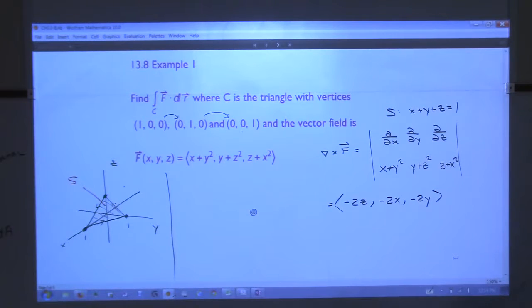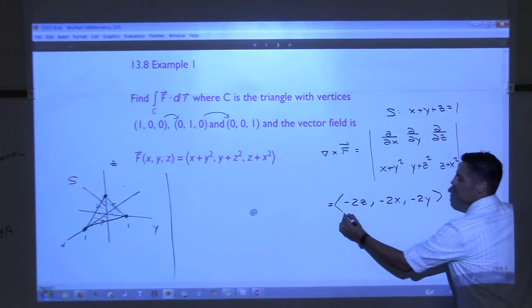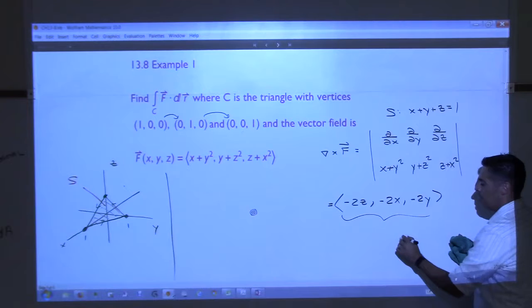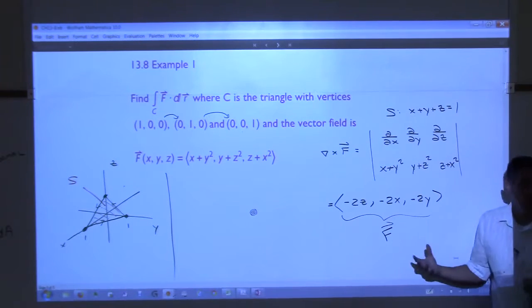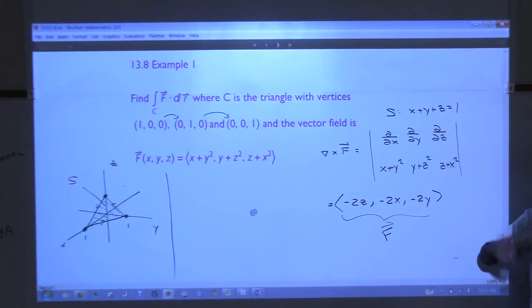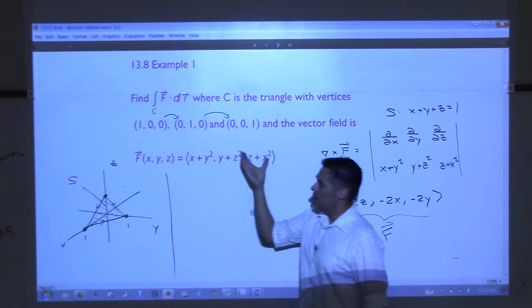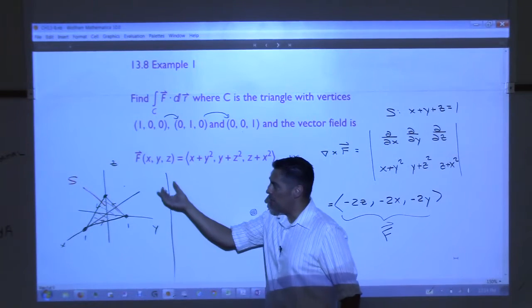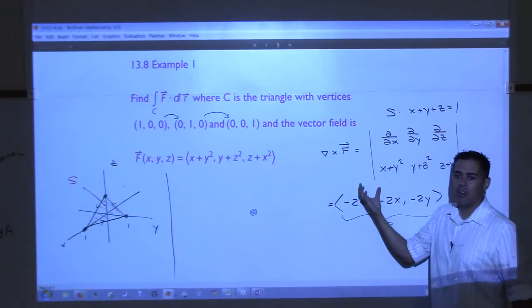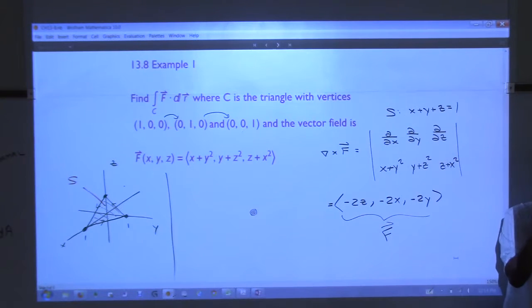Now what? I understand this is the curl of F, but this is really like the vector field was in the previous section. Because the previous section was surface integrals, right? Flux, and the field was F. In this problem, we're doing work, but to do work, we turn it into a surface integral where we're going to be using the curl of F as our vector field. Understand what I'm saying?